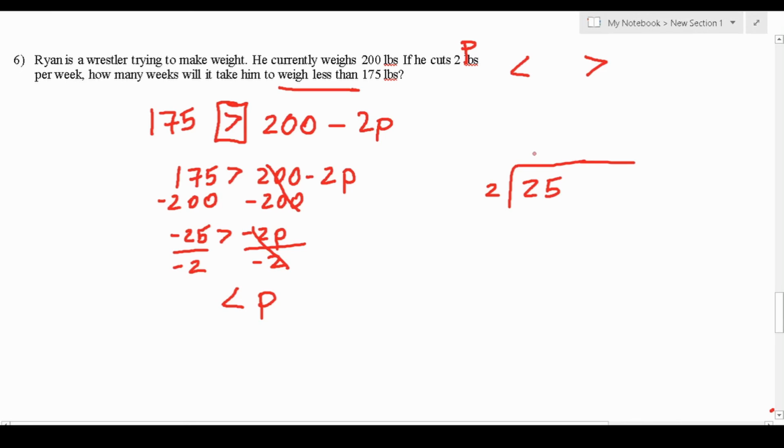2 goes into 2 one time without going over. 2 times 1 is 2. So we're going to subtract: 2 minus 2 is 0. We have to drop down this 5. 2 goes into 5 2 times without going over. 2 times 2 is 4. Subtract 5 minus 4 is 1.